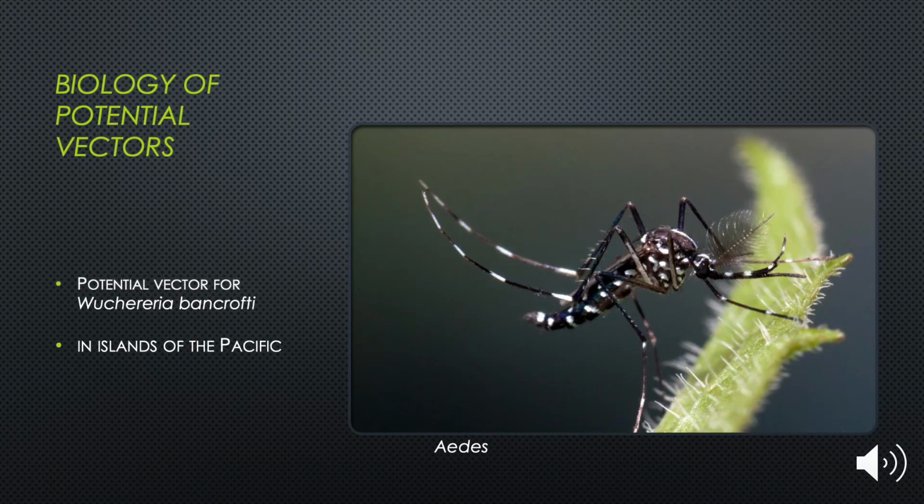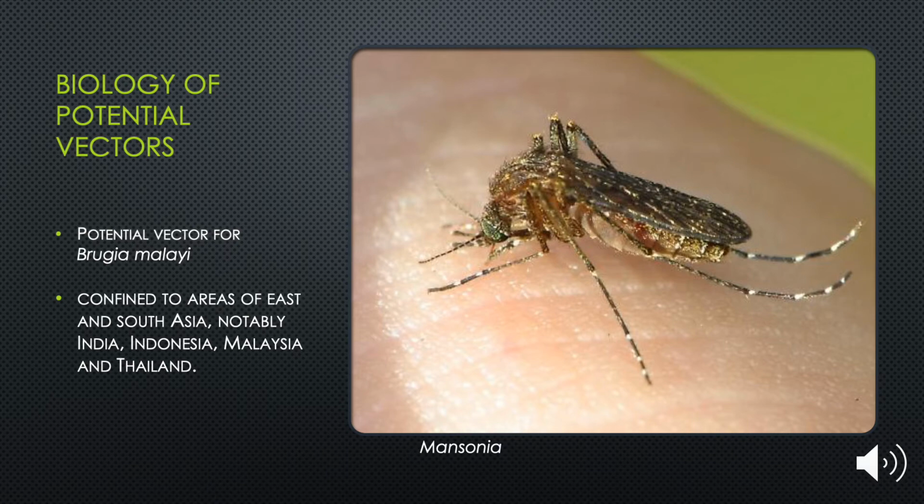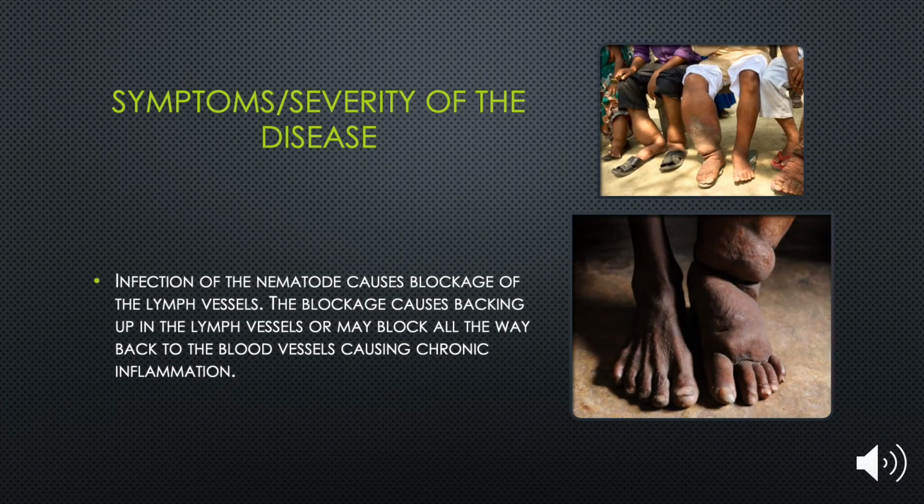The Aedes genus also is a potential vector for Wuchereria bancrofti, and we find these in the islands of the Pacific. Now, one of the other parasites, Brugia malayi, is transmitted by Mansonia. These are confined to East and South Asia, mostly India, Indonesia, Malaysia, and Thailand.